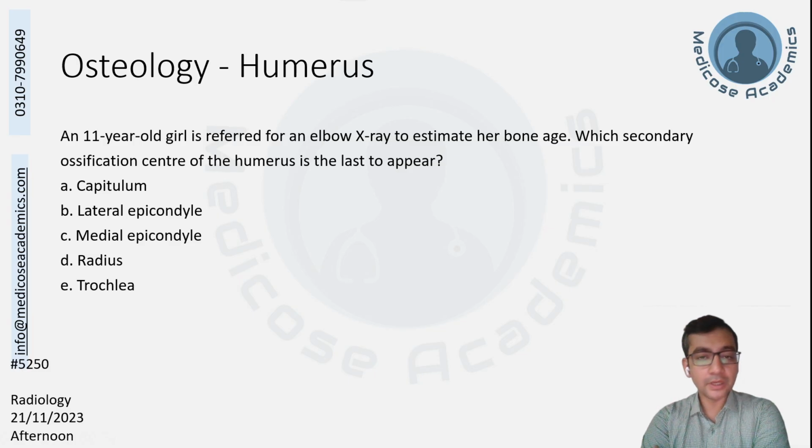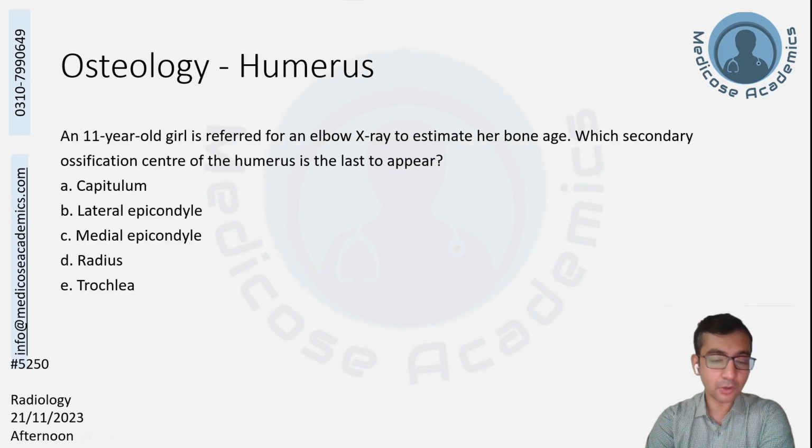A 11-year-old girl is referred for an elbow X-ray to estimate her bone age. Which secondary ossification center of humerus is last to appear? So these are the questions that are usually very least commonly asked, and there is no way around it.